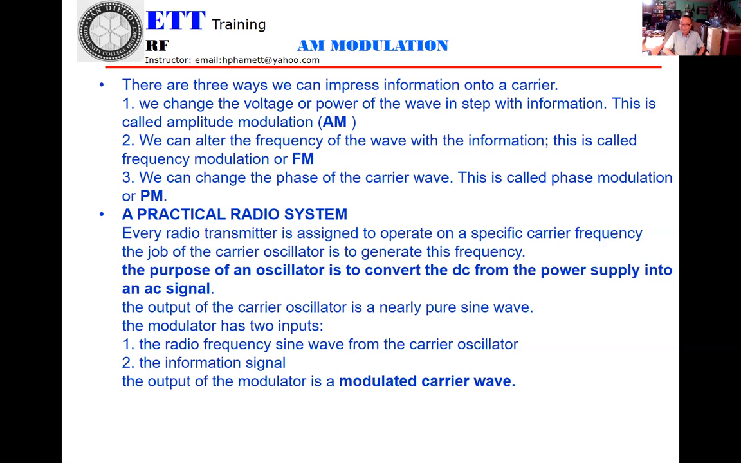For the modulator circuitry, they get one input from the carrier oscillator. Another input is from your voice, called the information signal. The output of the modulator is a modulated carrier wave. So when they're talking about a modulated carrier wave, you have to know what kind of signal. That's just a definition.